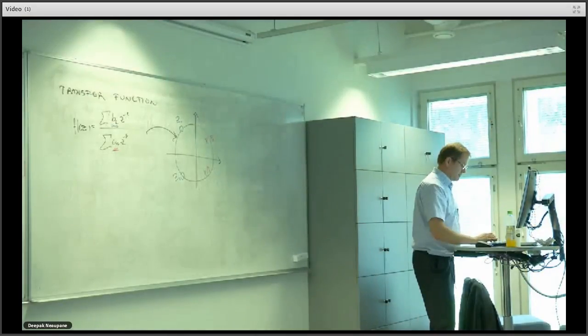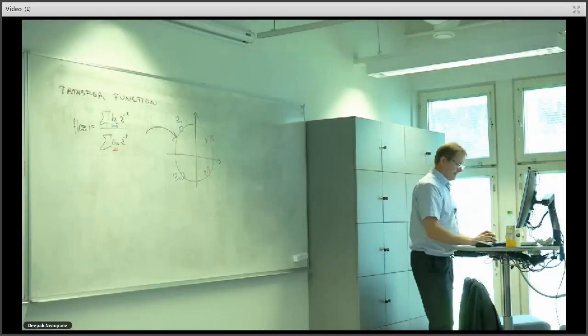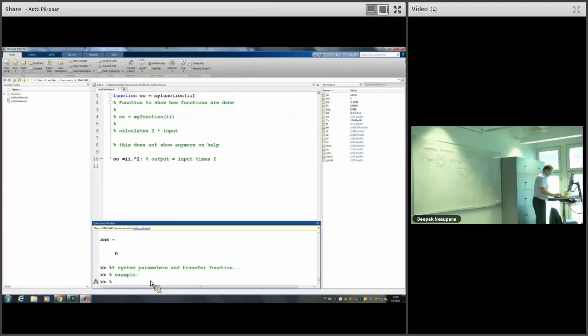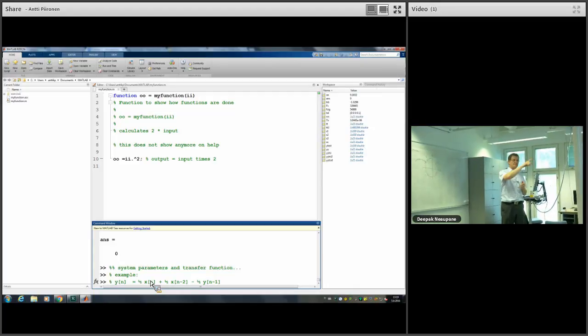So let's try an example. I just say, okay, this would be fun. Say half times x of n plus half times x of n minus 2 minus, okay, why not, minus half times y of n minus 1. So just simple feedback there, and then a couple of values for the forward term and one value for the input.